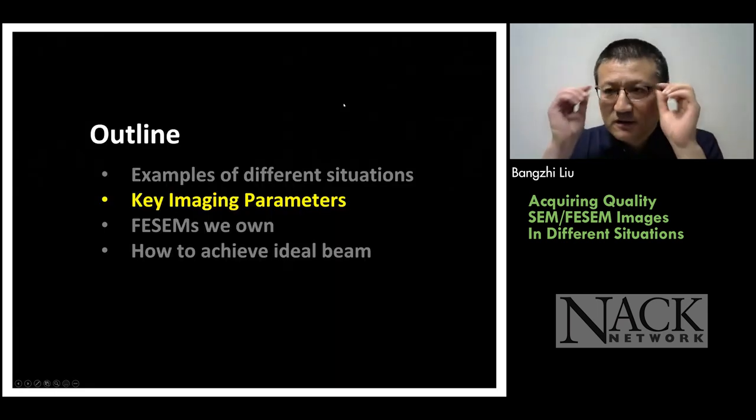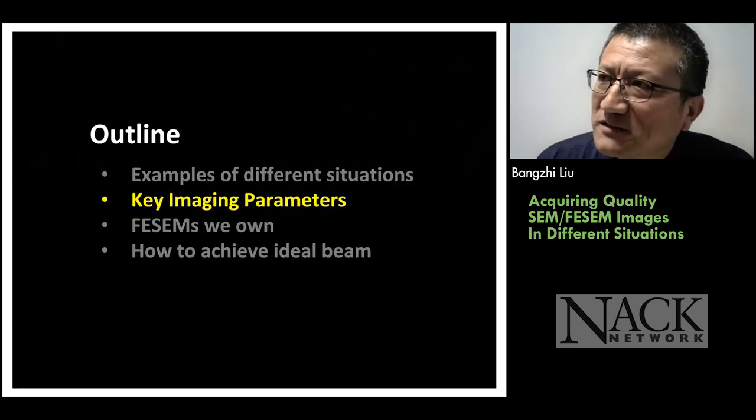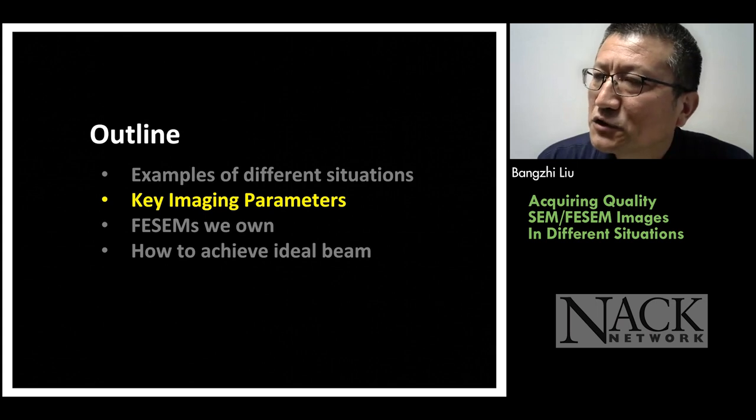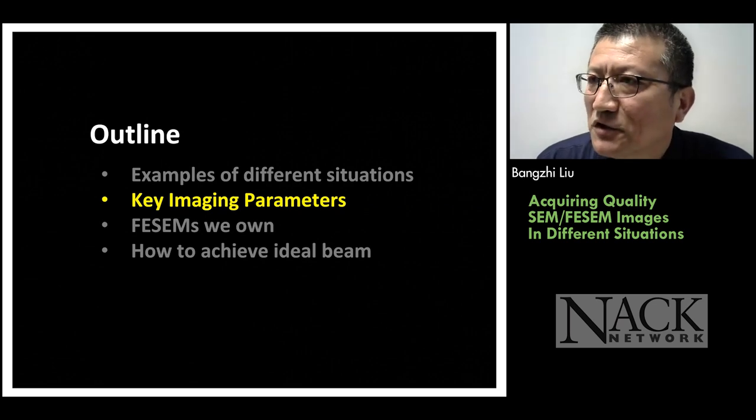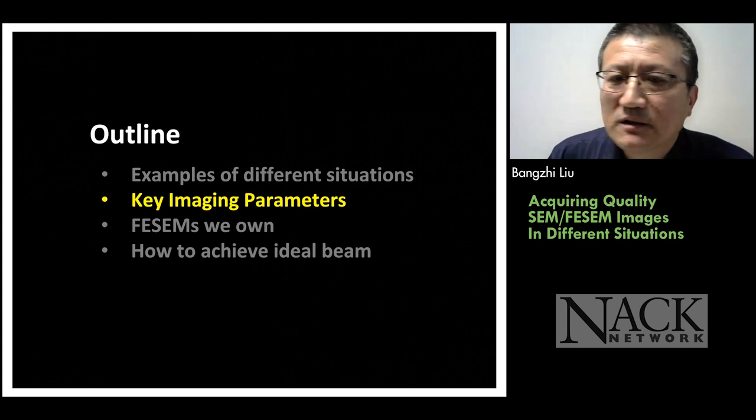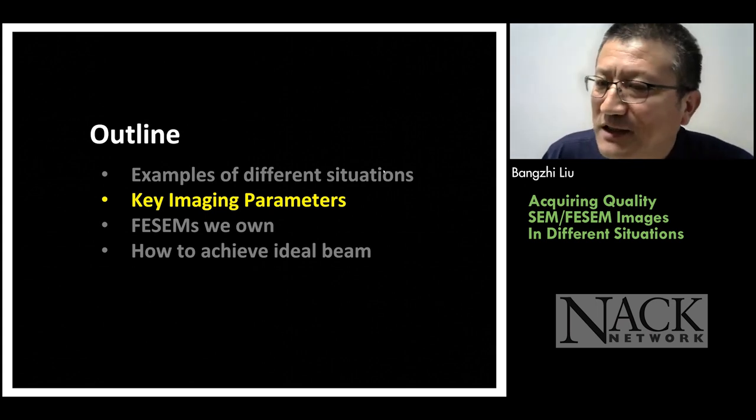But anyway, we just talked about some examples. To get a good image, you need to pick the right voltage, the right working distance, and the right detector. So let's talk about what they are and what they do.